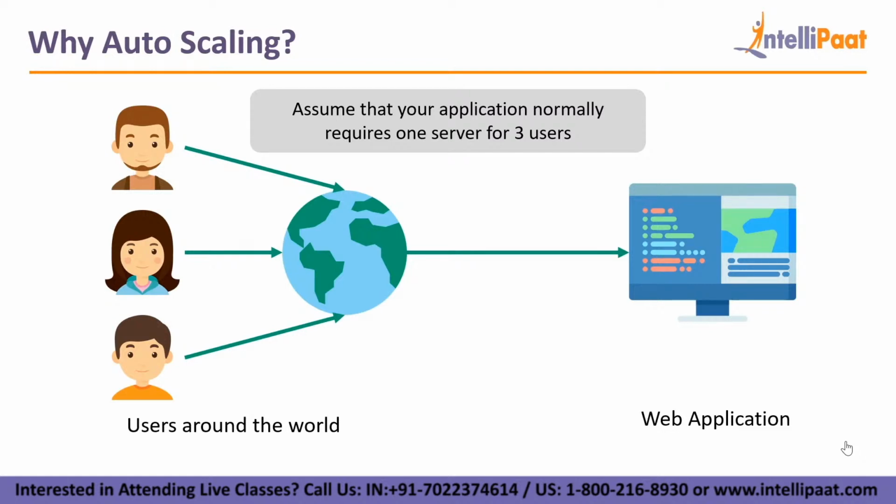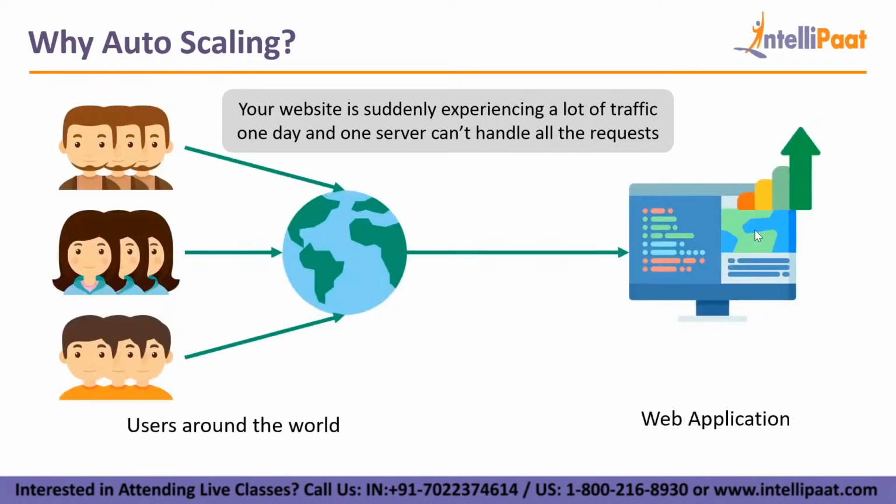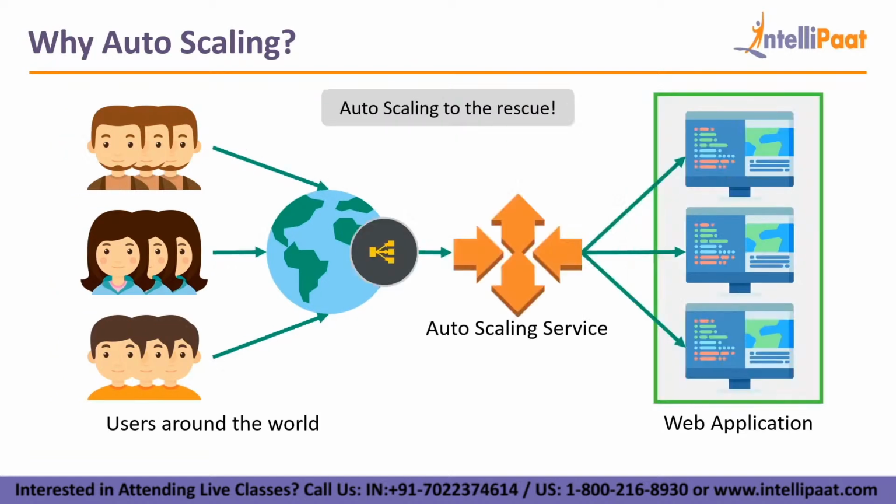Okay, now assume that your application normally requires one server for 3 users. So you can see this is your web application. You need one server to accommodate this application. Now your web application's traffic is going up, your website is suddenly experiencing a lot of traffic one day and one server cannot handle all the requests. So what do you do? You bring in auto scaling in between your servers and your users. Let's say there are 3 users. For 3 users, one server is more than enough.